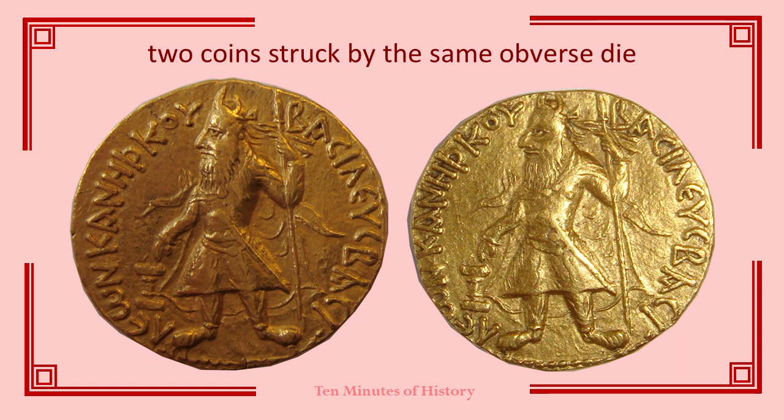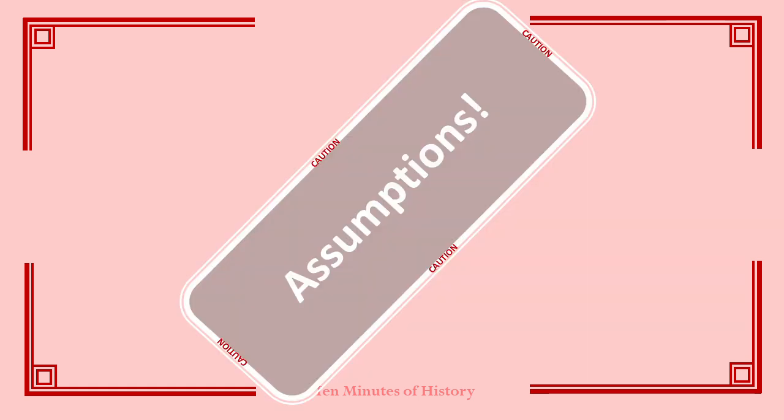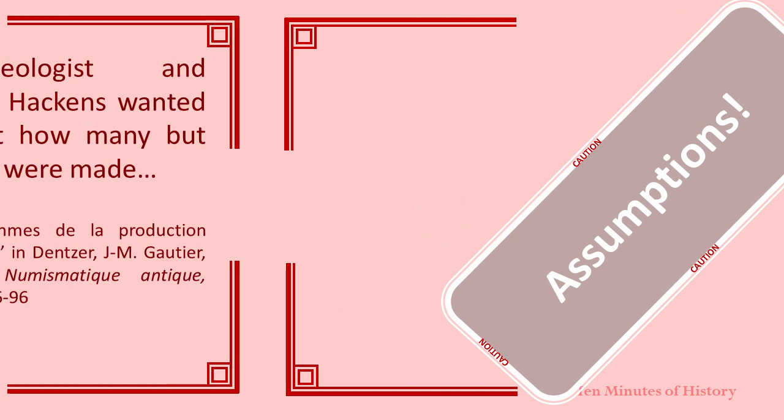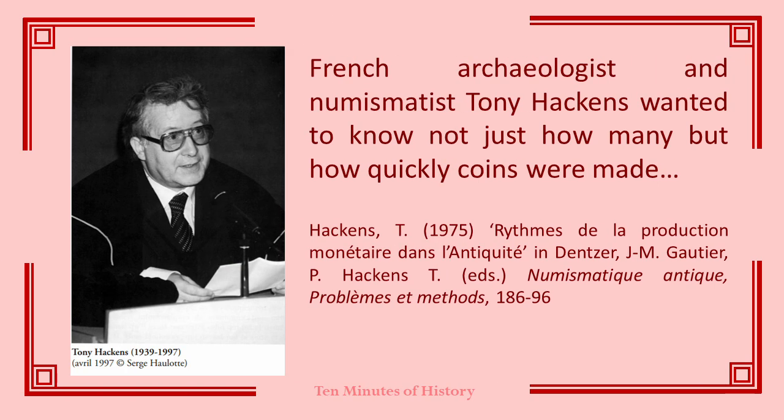And yes, there are a whole bunch of assumptions in there, any of which could be the focus of an entire lecture. But I'm going to skip over them because the point today is that simply counting the number of coins is not the whole story. Tony Hackens was a French archaeologist, and he was one of the first people to point out that knowing how many coins were made is not the same as knowing how quickly they were made.